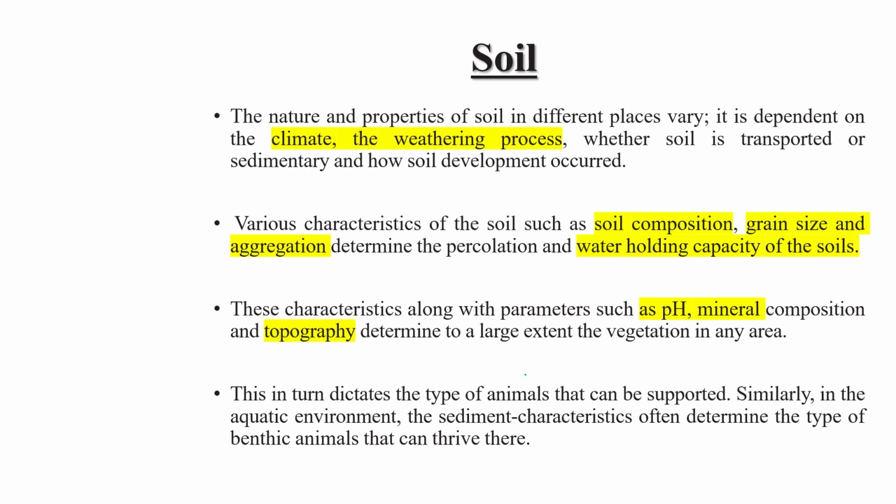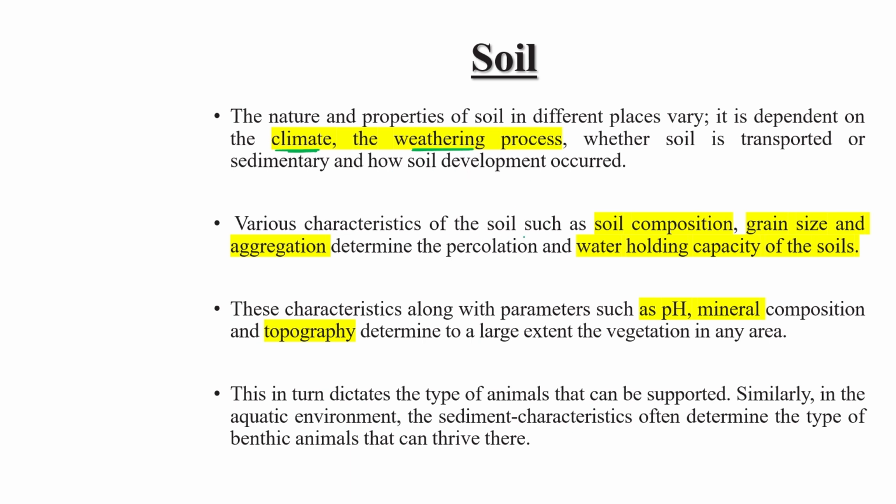Now the last factor is soil, the last abiotic factor we are going to discuss in this video lecture. The nature and properties of soil differ from place to place. It depends upon the climate and the weathering process. Weathering means weathering of rock occurs, and soil is produced because of the weathering of rocks. Whether the soil is transported or sedimentary, and how soil development occurs.